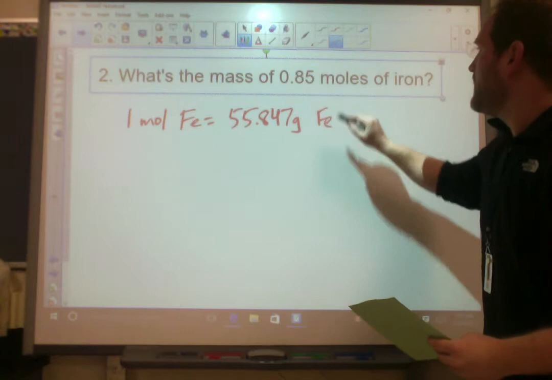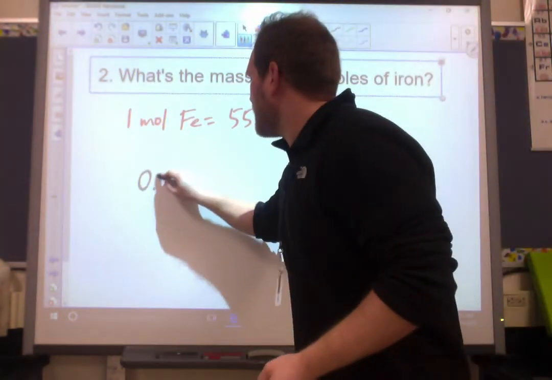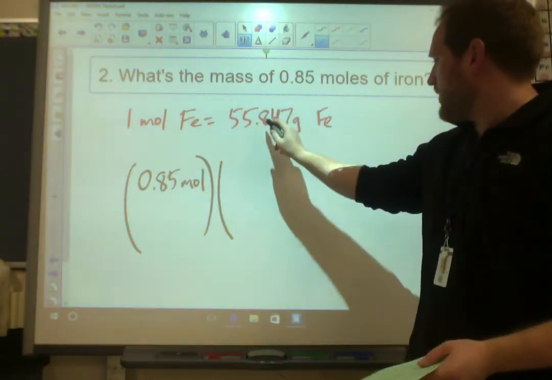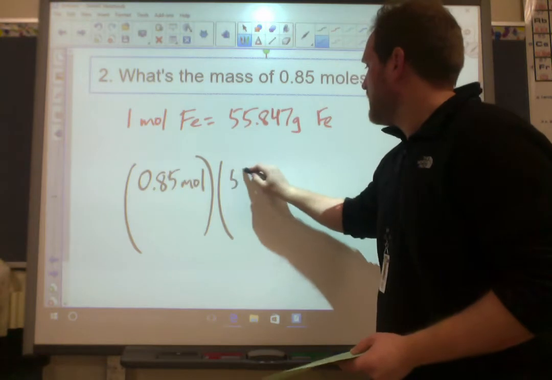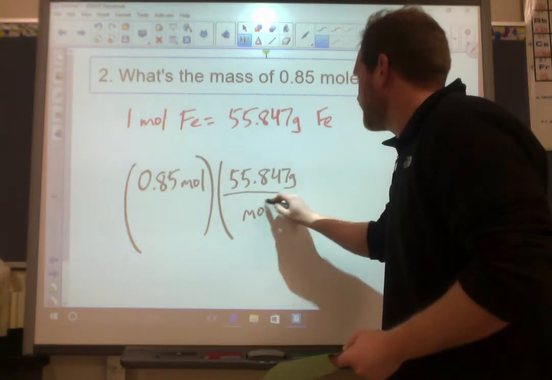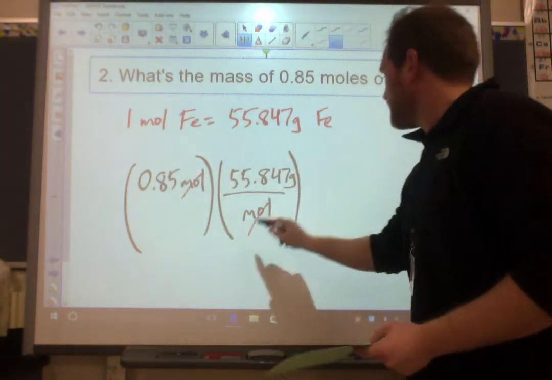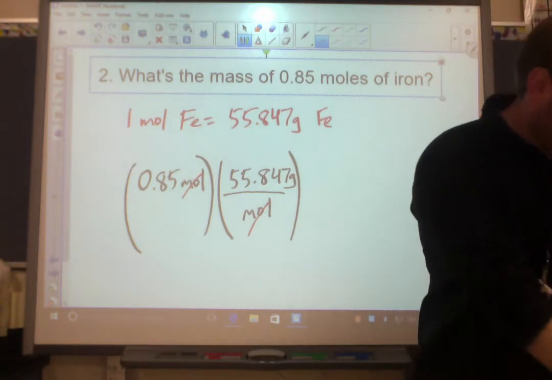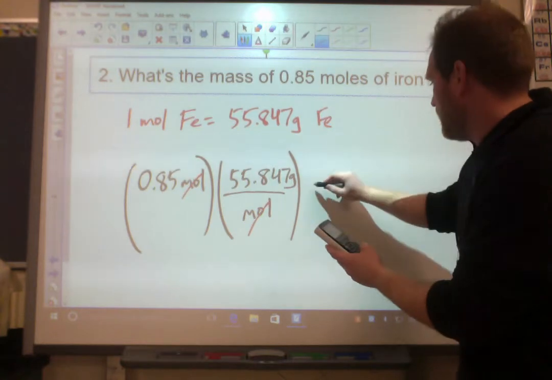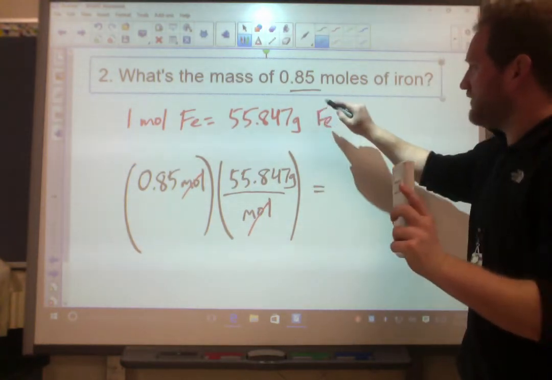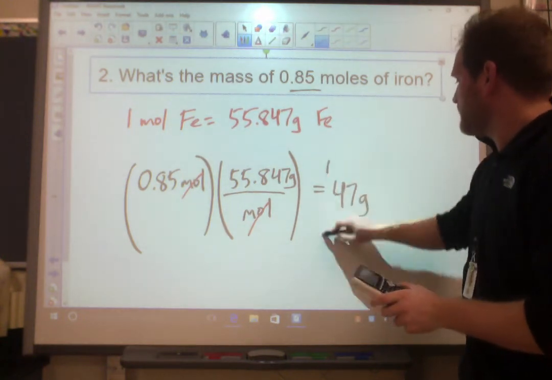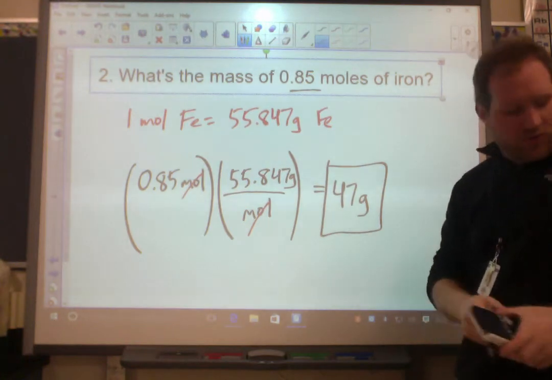of Fe. So for this problem, we're going to start with 0.85 moles. We want to turn this into grams, so I'm going to put my grams on top of my moles. 55.847 grams per mole. Mole cancels mole. So we multiply these together. 0.85 times 55.847. And that gets me, with now 2 sig figs, I'm going to say 47. 47 grams. Okay?